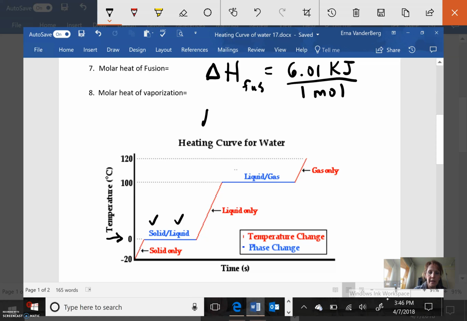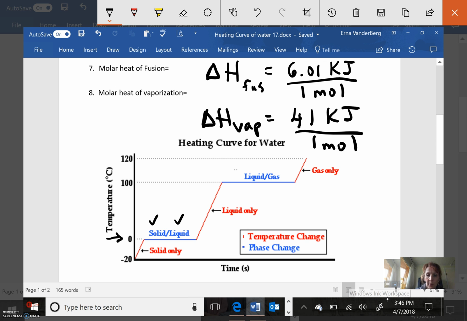What about the molar heat of vaporization? There you go. Every mole that you want to vaporize, you need 41 kilojoules for every mole that you want to vaporize. Where does this happen? At 100 degrees, right here. Liquid becomes gas. Okay.